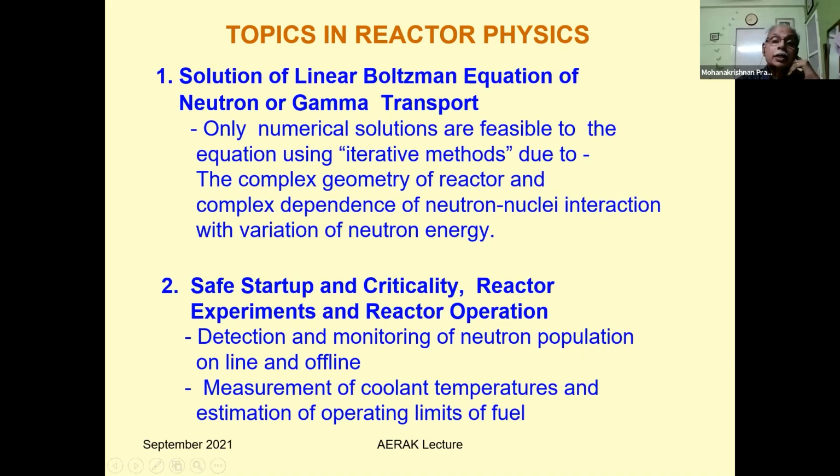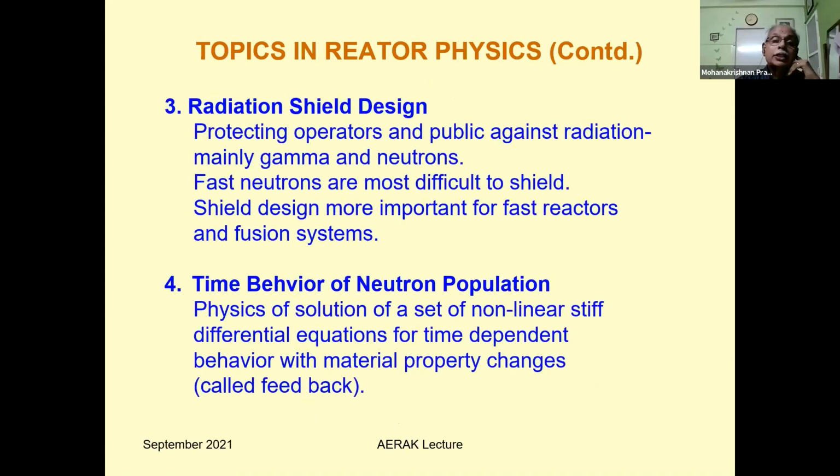Then the shield, that is, the public and the operator should be protected against the neutrons and gamma. So how to design the shield? Here also you have to solve the Boltzmann transport equation. Fast neutrons are found to be most difficult to shield.